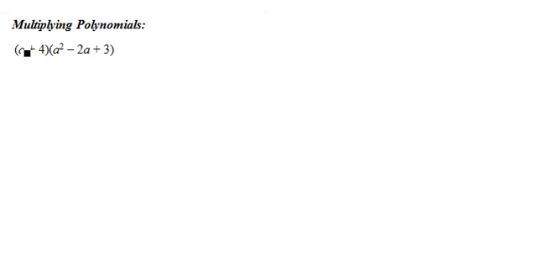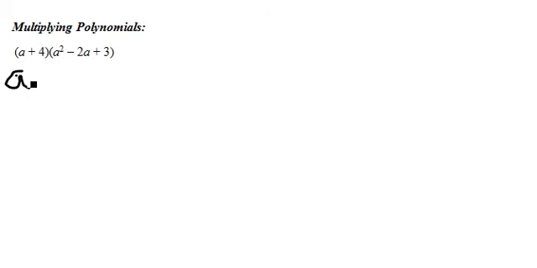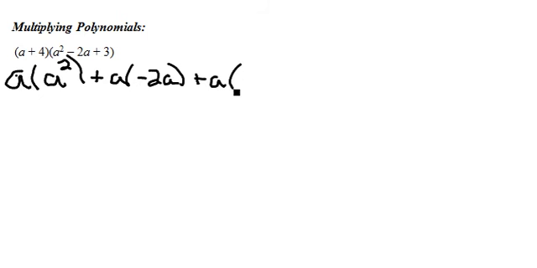So the easiest way to think of doing this is just kind of double distributing, where we're going to start by distributing this a to everything in the second polynomial, and then we're going to distribute the 4 to everything in the second polynomial. So if I start by distributing my a, I'm going to take my a times the a squared, and then I'm going to take my a times the negative 2a. We're going to take the a times the 3.